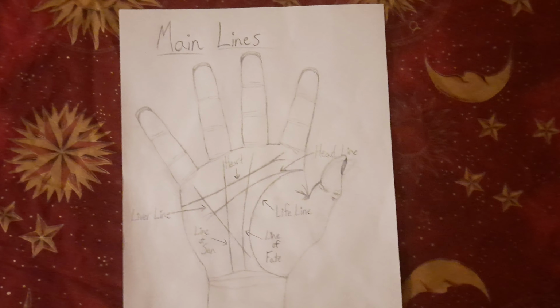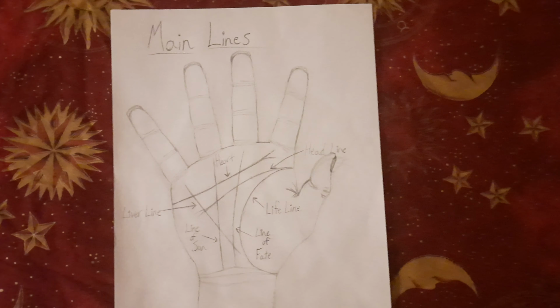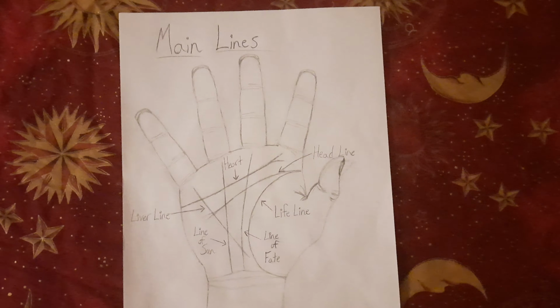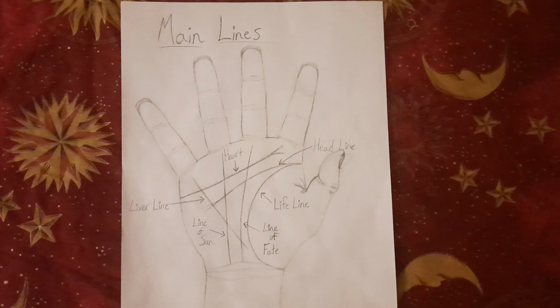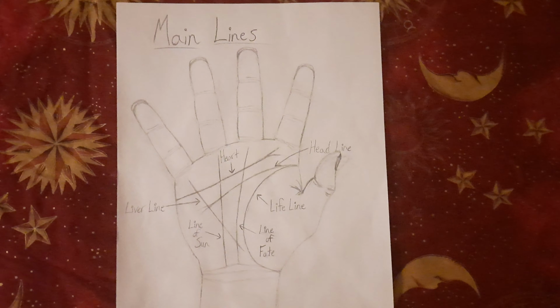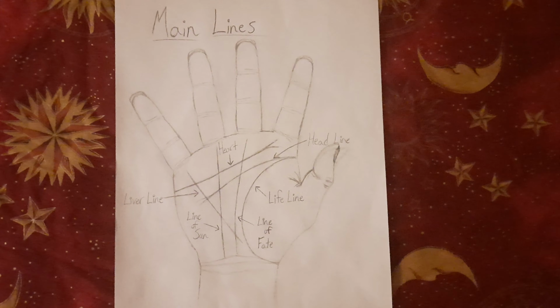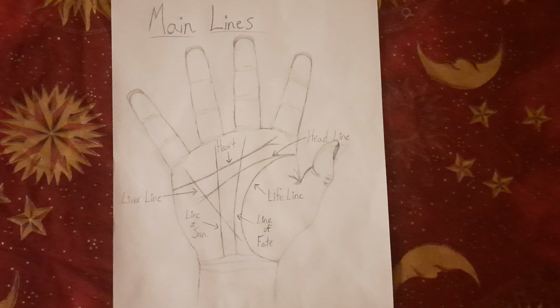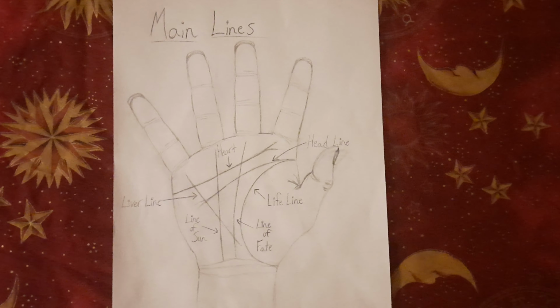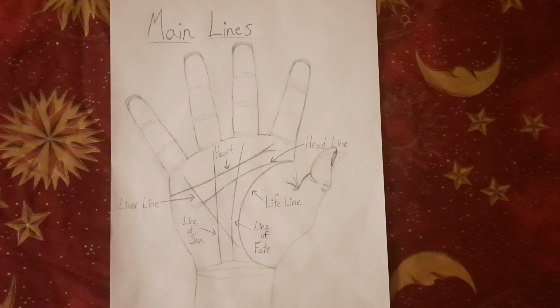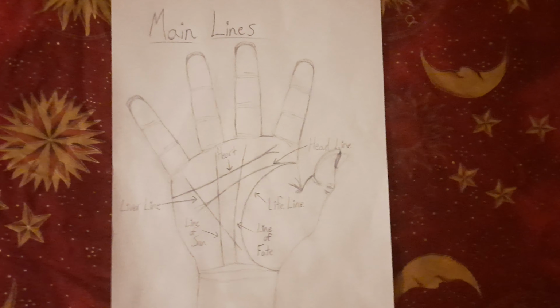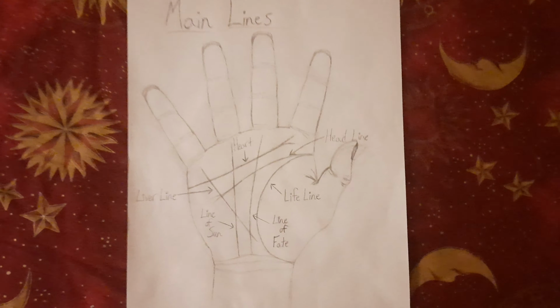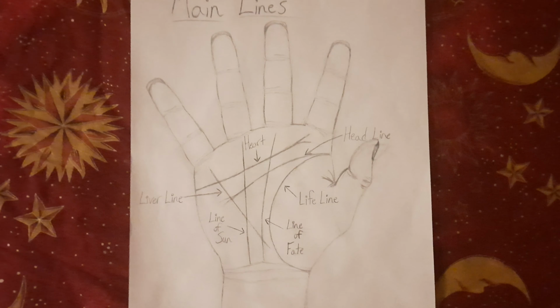So we're going to do a quick overview of the main lines in palmistry. These are 6 lines that are considered the main lines of extreme importance when reading anyone's palm, because they give us so much information. And we will likely go into more detail with each line in future videos, but we're going to keep it fairly brief this time around. So without further ado, let's get into it.